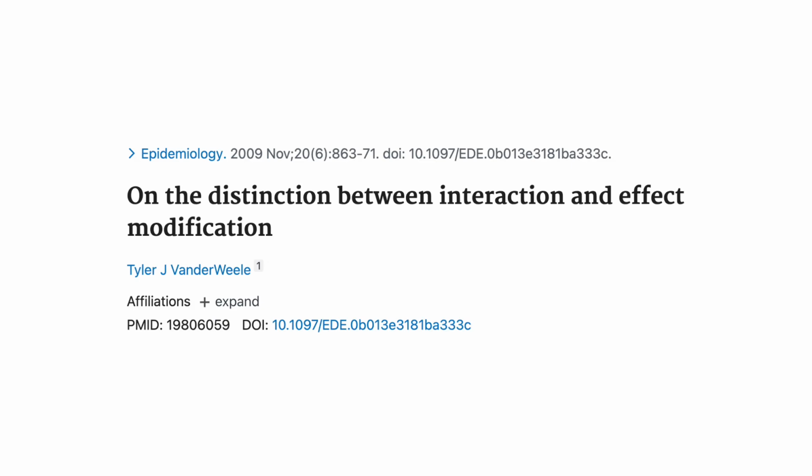Finally, I want to make this clarification that in this presentation I have used interaction and effect modification interchangeably sometimes, but in fact these are two distinct concepts. So I would urge you to visit this paper by Tyler VanderWeele.